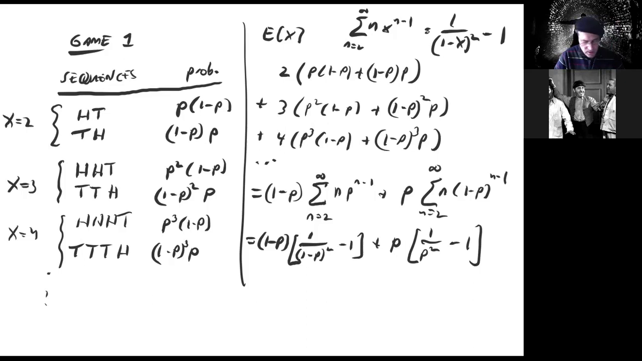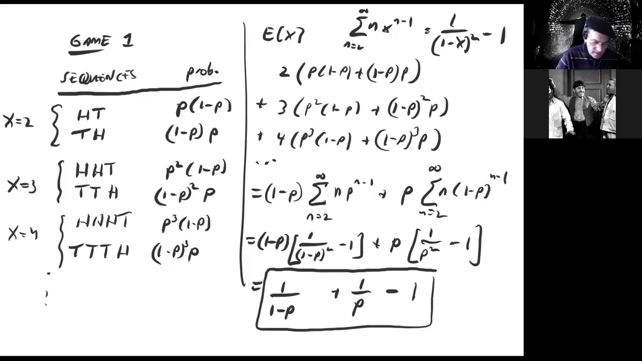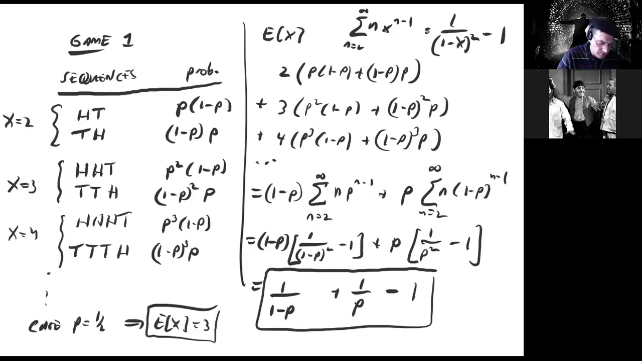Well, if you do the algebra, what you're going to get is 1 over 1 minus p plus 1 over p minus 1. That's the final answer that you get. Notice that when p equals a half, this is going to give me 2 plus 2 minus 1, you get 3. So the expectation of x is 3 in that case. And that's what we got yesterday in the game we played yesterday with the birthing game.